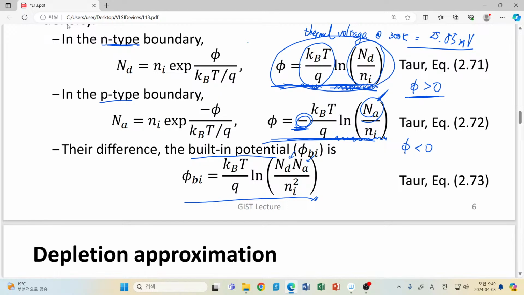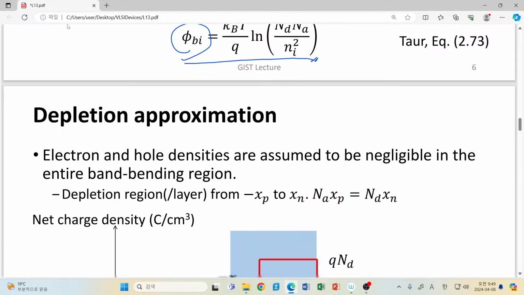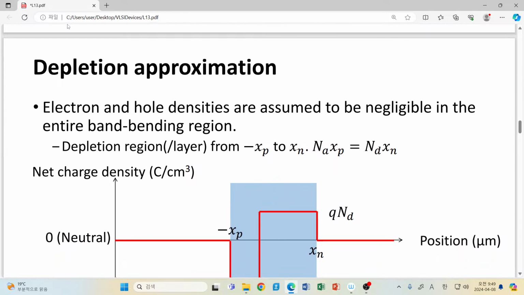Do you have any question? So simply speaking, once you set the doping densities, yes, this is 10 to the 20 and another part is 10 to the 17, then now you know the value of the built-in potential of your p-n junction. So please let me know if you have any question.